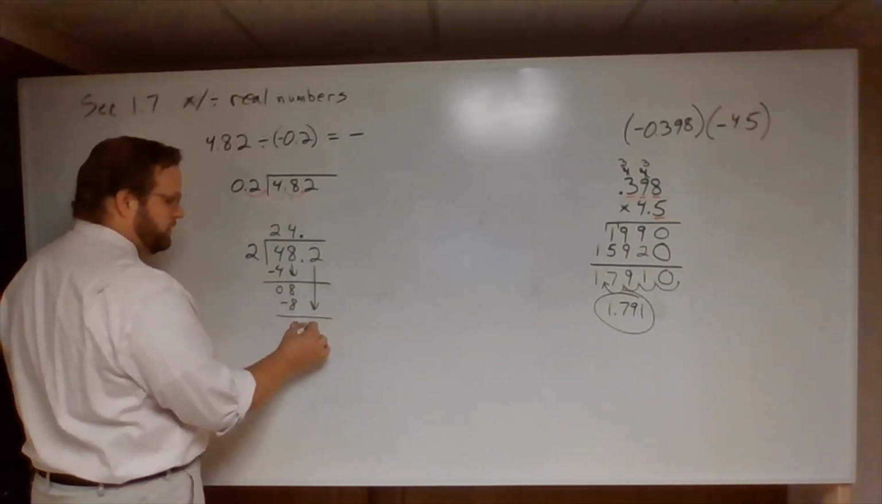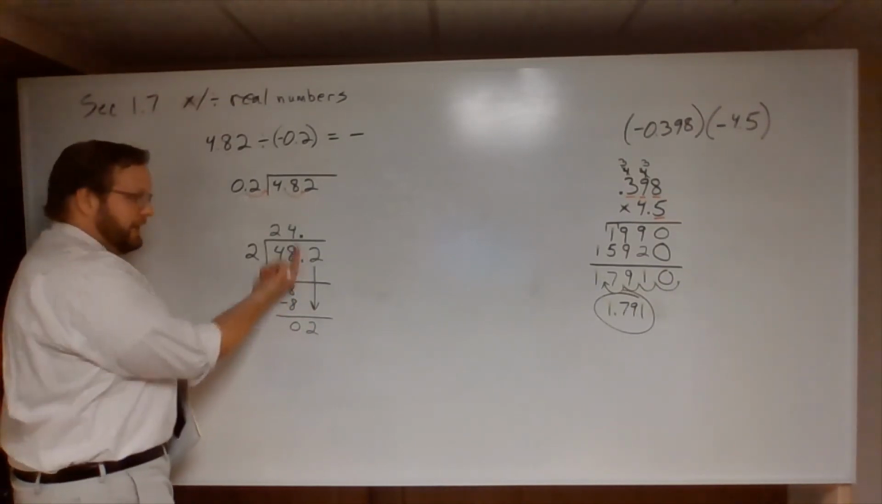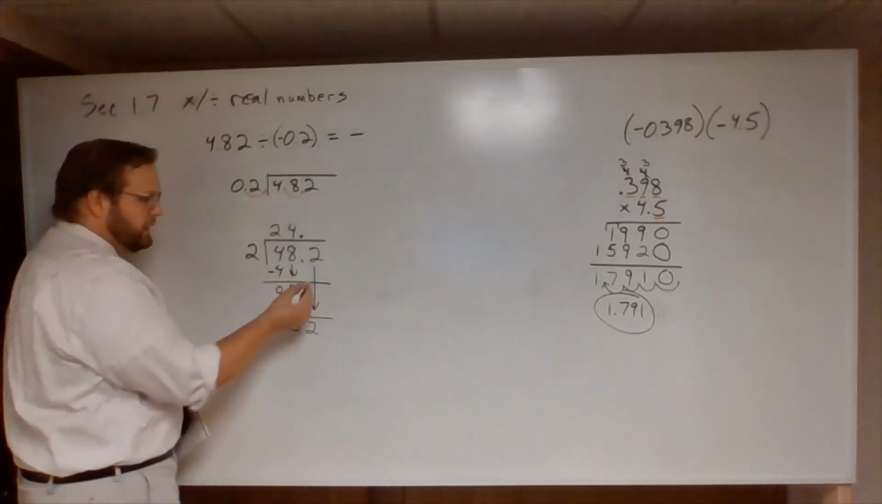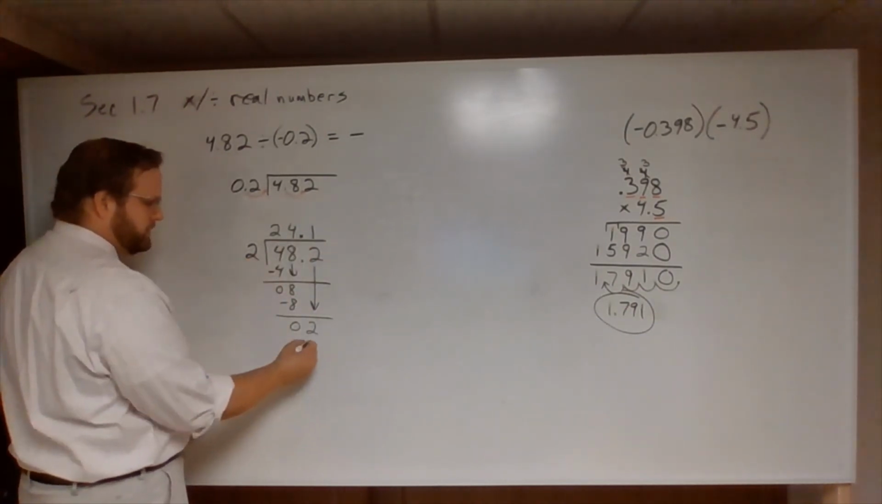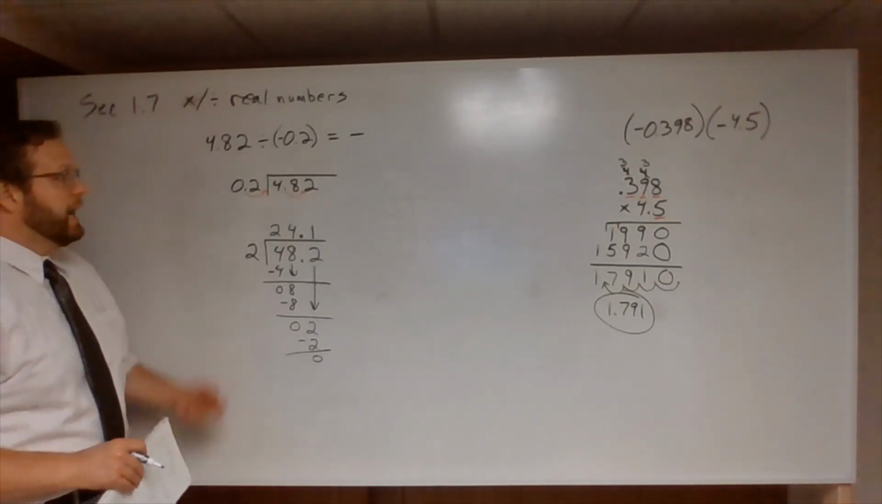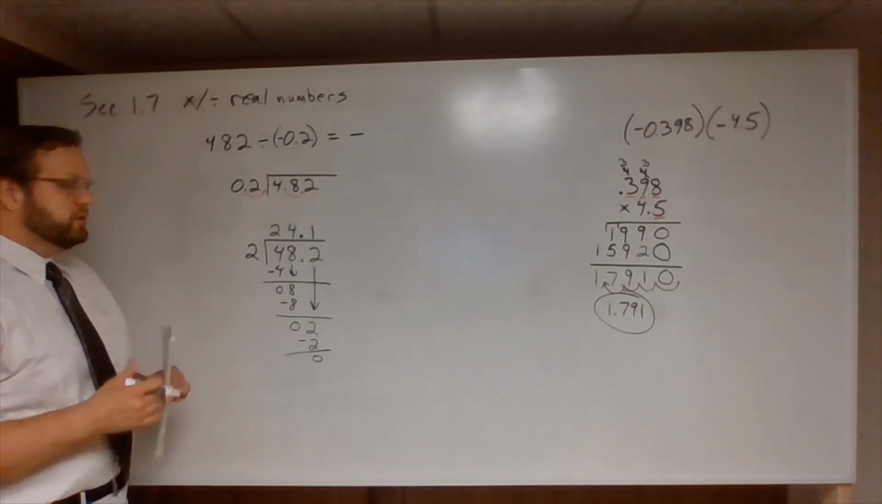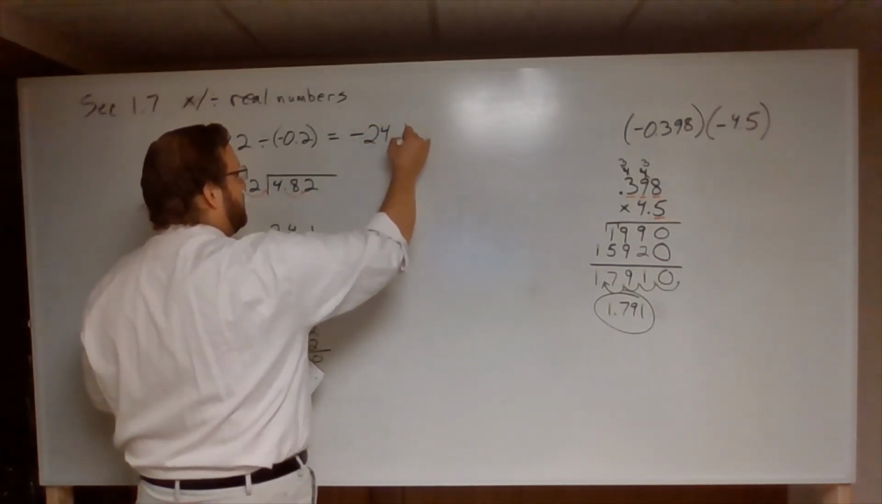Bring down the 2. Notice I ignored that decimal down here. I just brought it up and it's done. Now, 2 goes into 2 once. 1 times 2 is 2. And I'm done. I said originally that my answer should be negative, so my answer is negative 24.1.